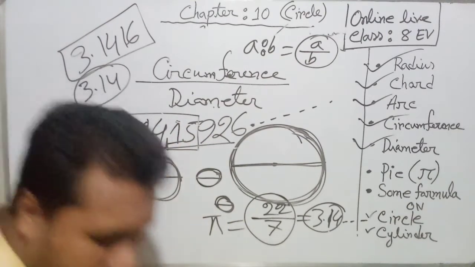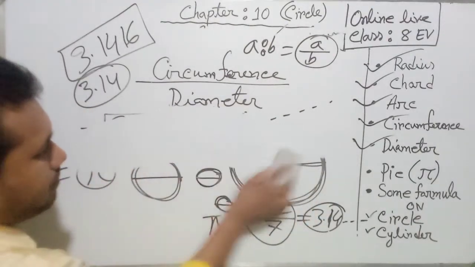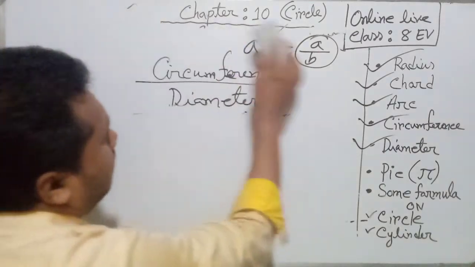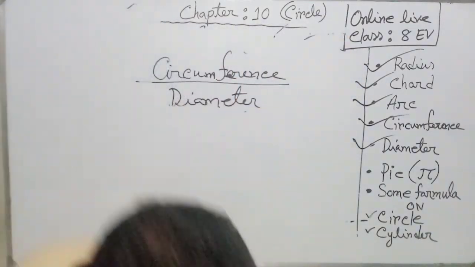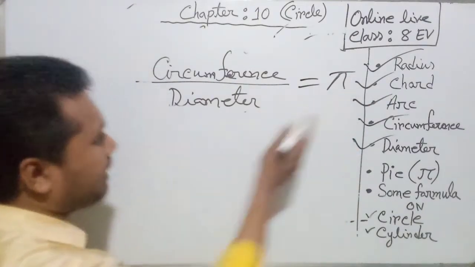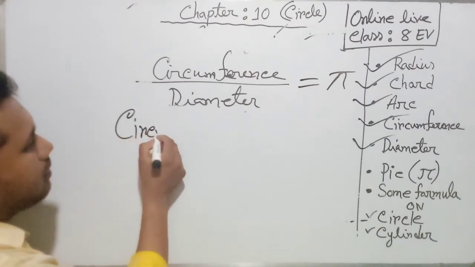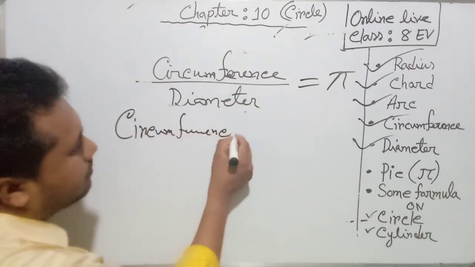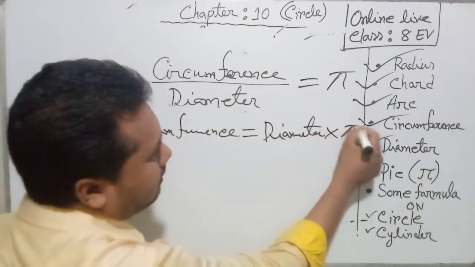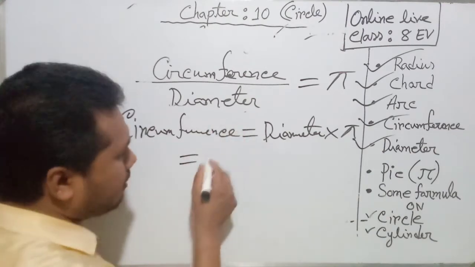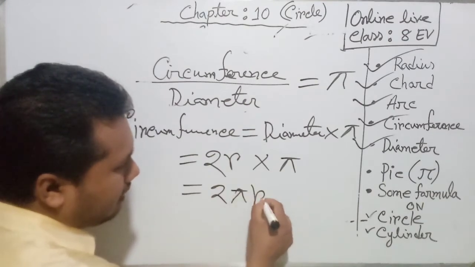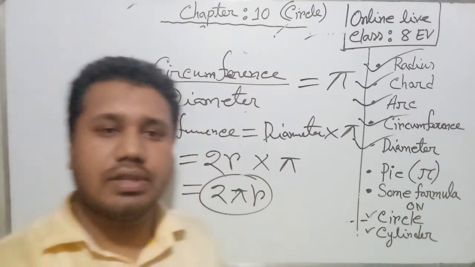Dear students, now we can write circumference divided by diameter equals pi. So what will the circumference be? Circumference equals diameter into pi. Now what is the diameter? If the radius is r, it will be twice r, so we can say 2 pi r. So circumference equals 2 pi r.